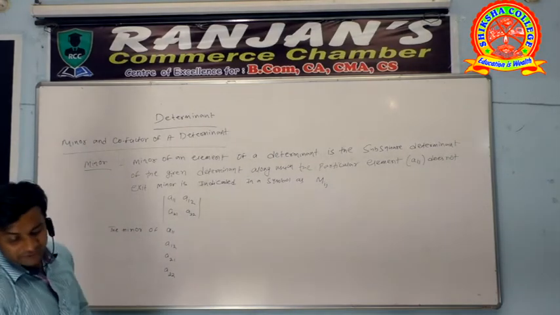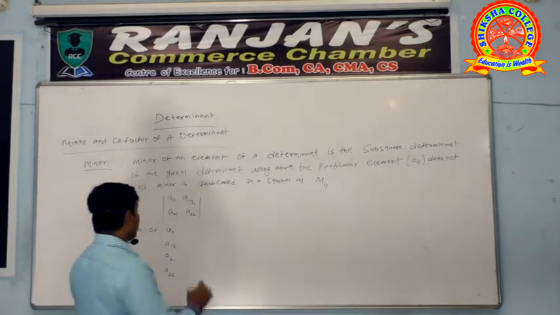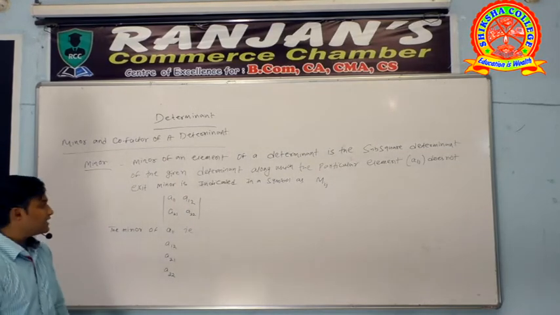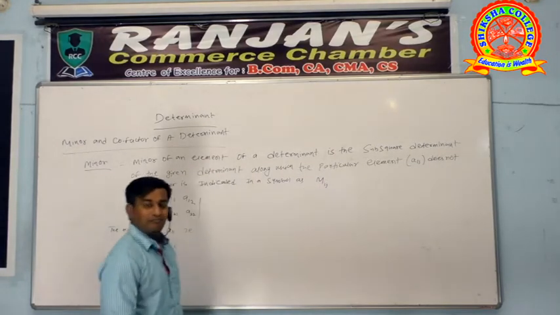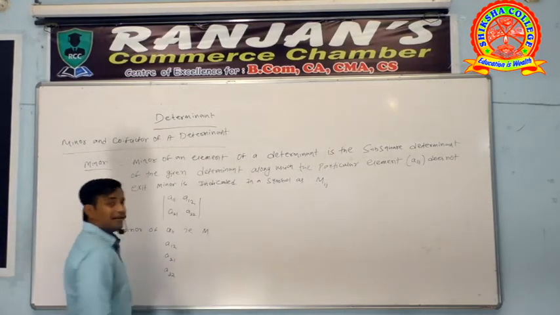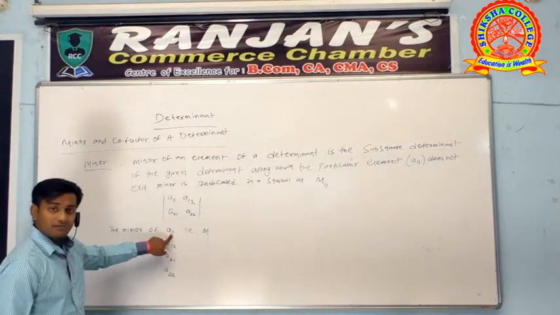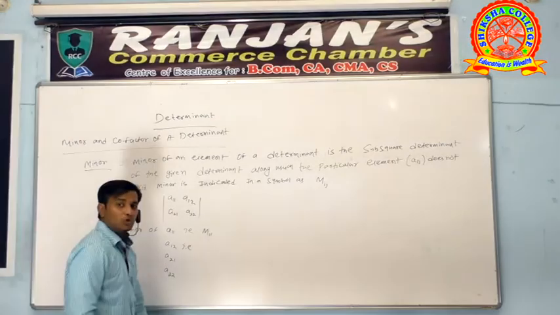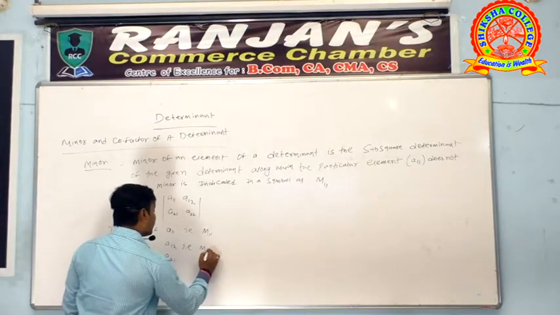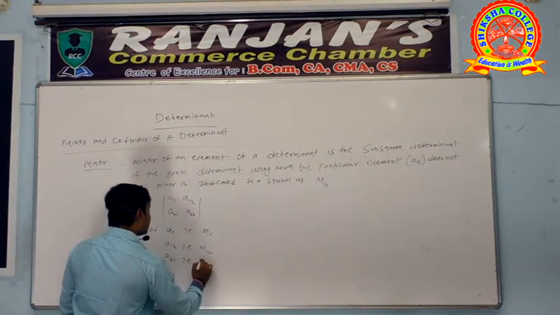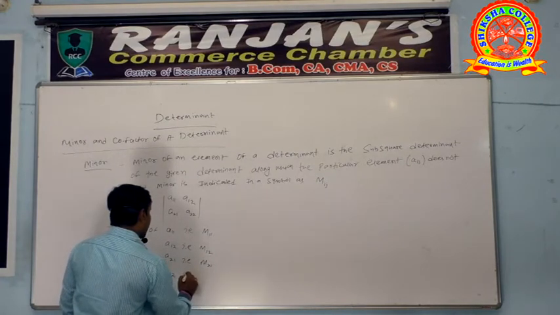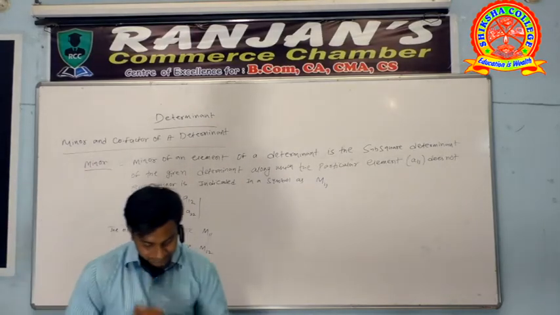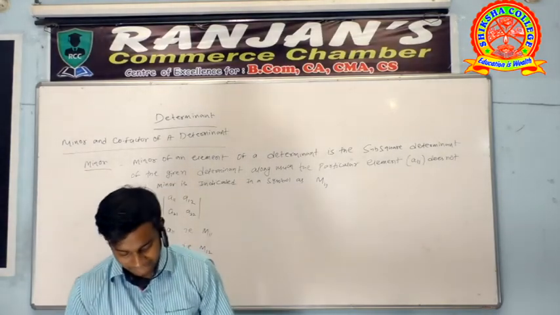So the minor of A11, we need to indicate it in its own language. So what is the language? The language is Mij. So here row 1, column 1, M11. So for A12, simple, M12, A21, M21, A22, M22. Okay, clear?